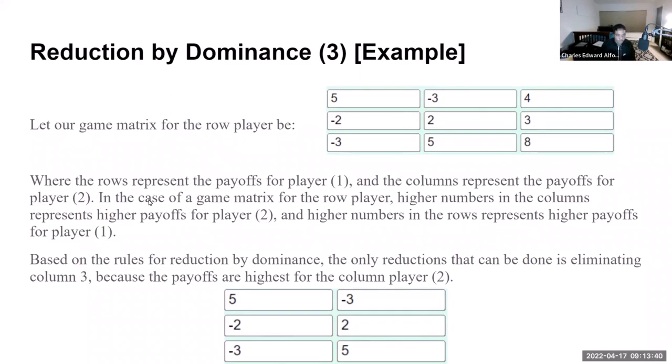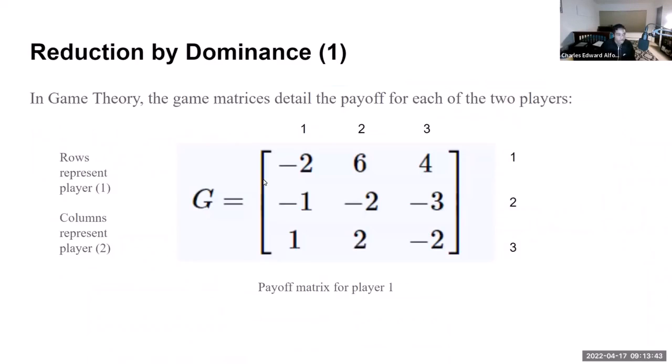Going back to our initial example to show what this would be like reduced by dominance, first we can reduce it in terms of rows by getting rid of that very middle row, since every entry in that row is less than every entry in the very third row. So then we'd be working with only the very first row and the third row. And we can also get rid of the second column, given that those values are very high for the column player, and we want higher values for the row player.